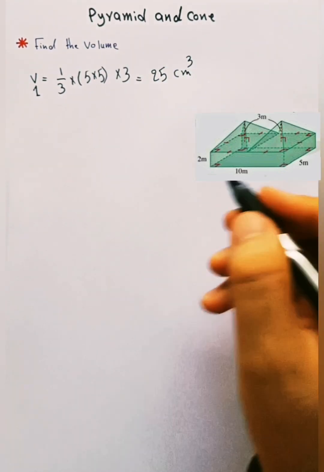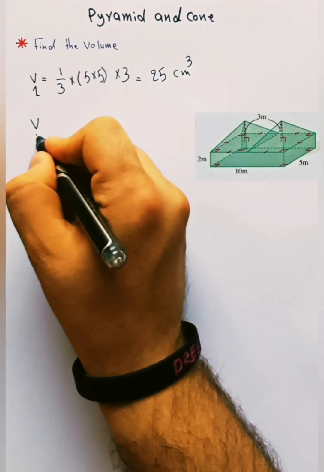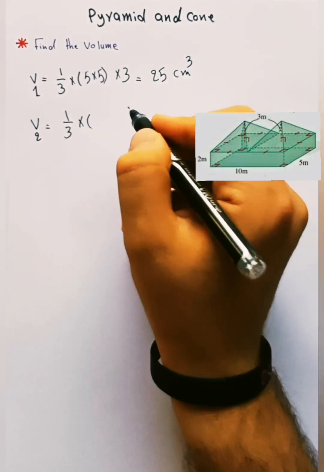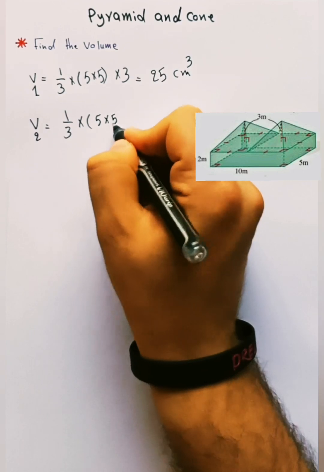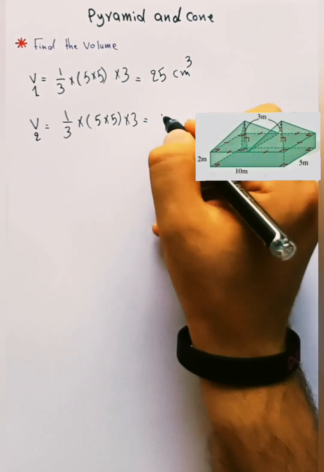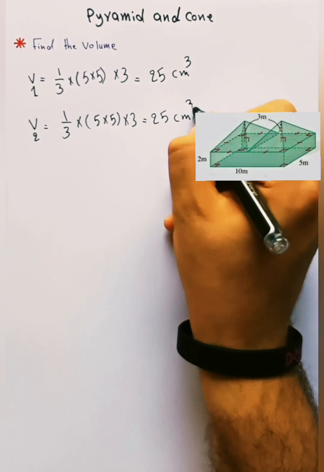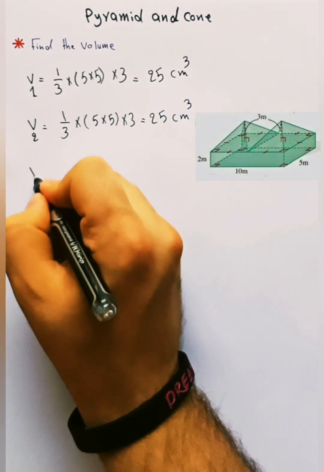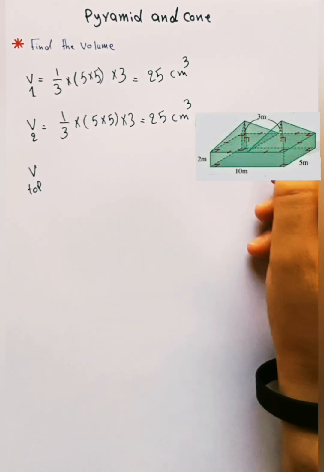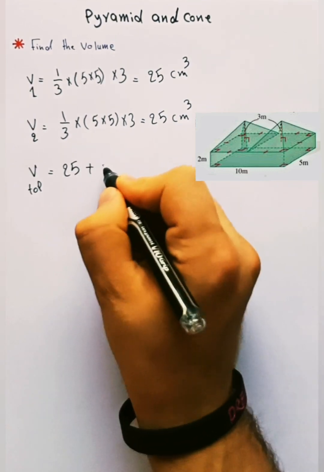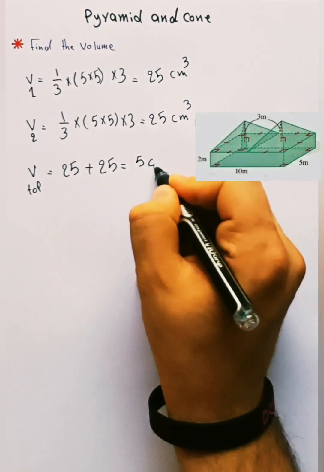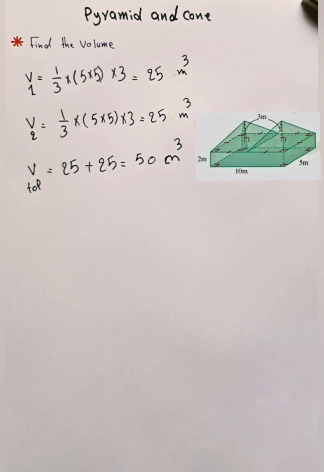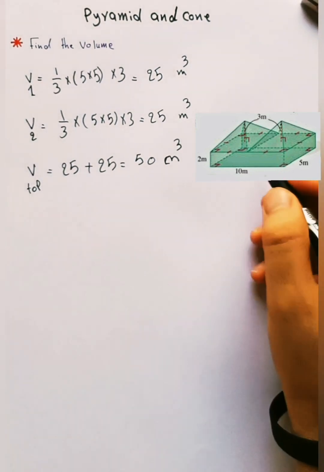After that, for the volume of the second shape, it is equal to 1 over 3 multiplied by, again, 5 times 5 times 3, so we have 25 cubic meters. And then the volume for the top 2 pyramids is equal to 25 plus 25 equal to 50 cubic meters.